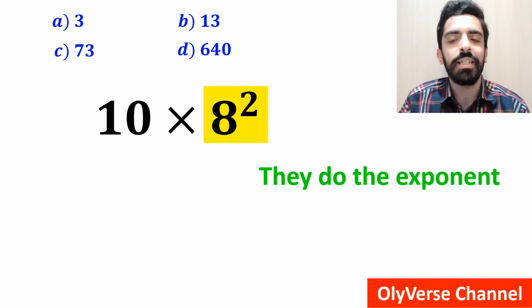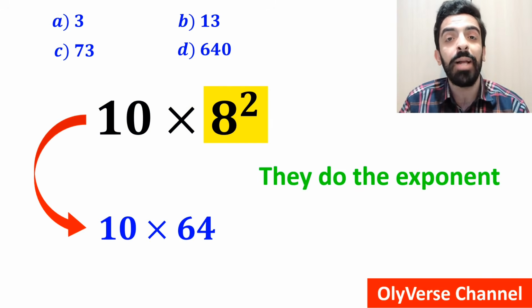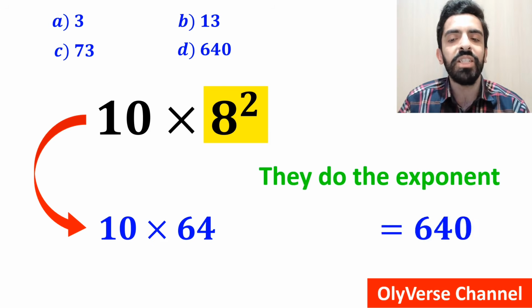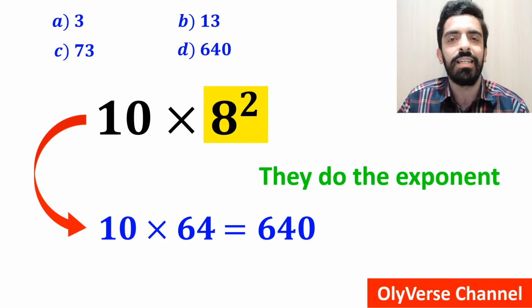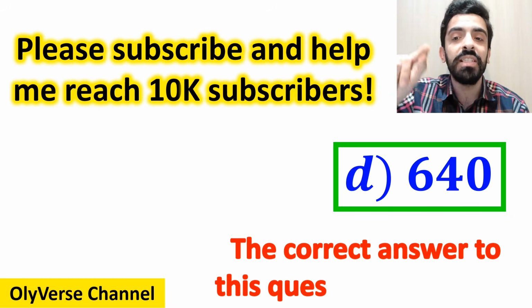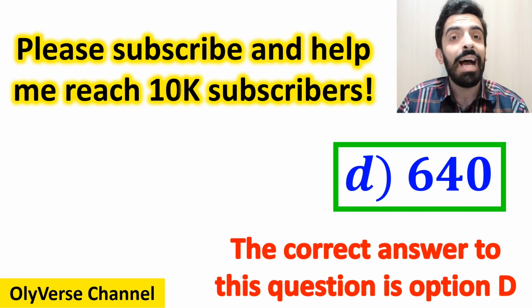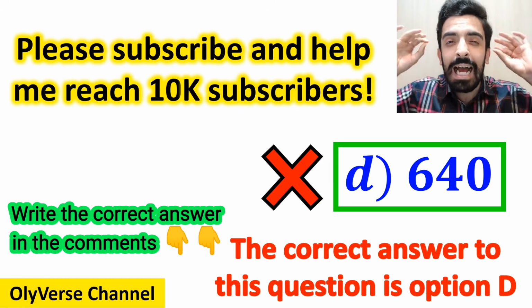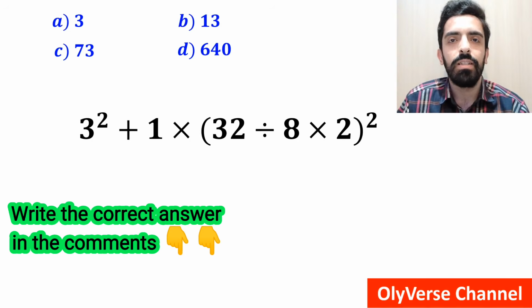Finally, they do the exponent and simplify this expression to 10 multiplied by 64, which finally gives them the answer 640. Then, they quickly say that the correct answer to this question is option D. However, this answer is absolutely wrong.